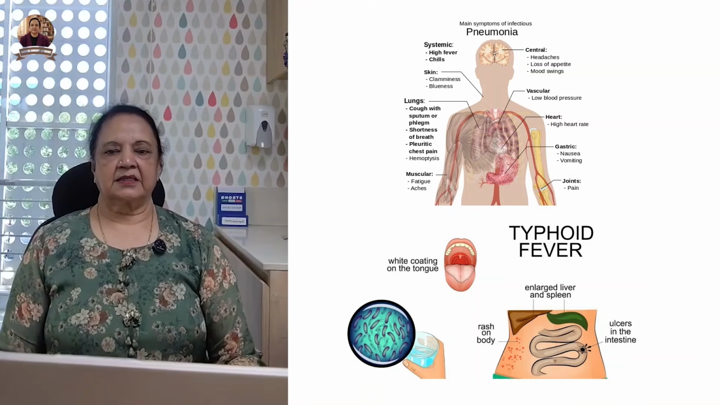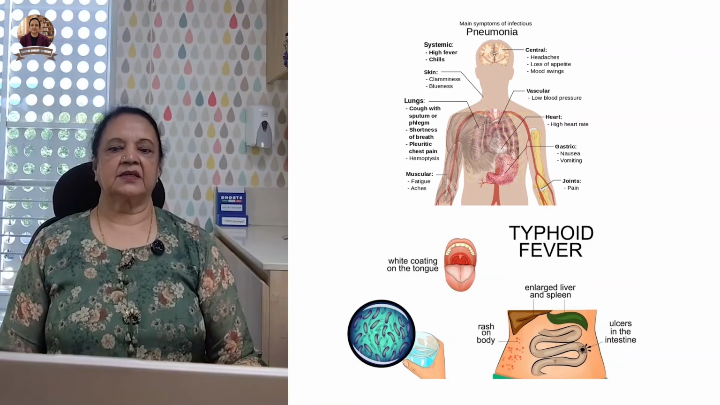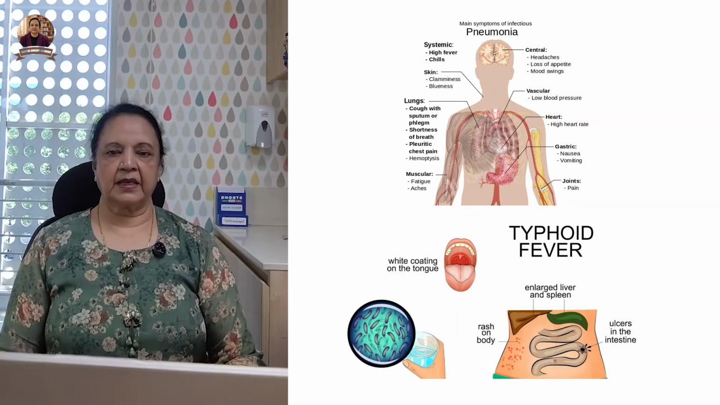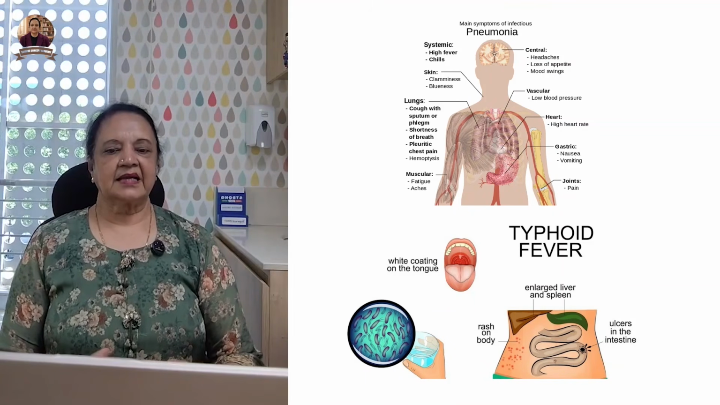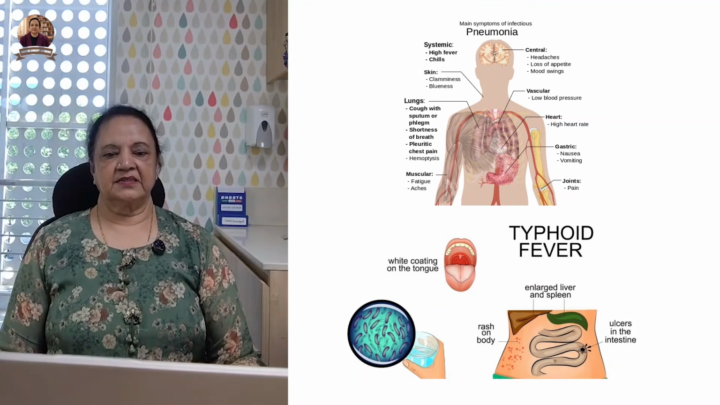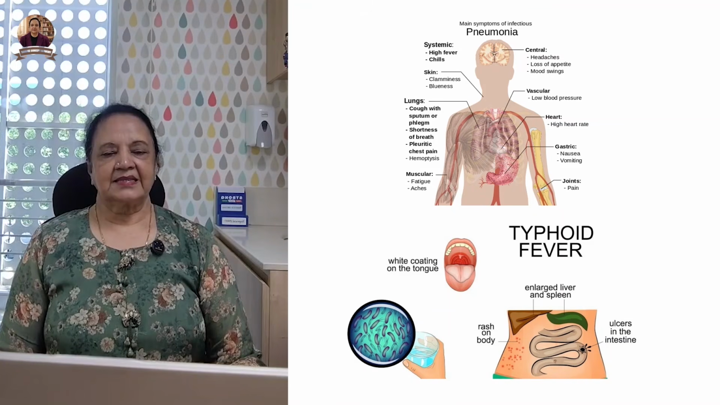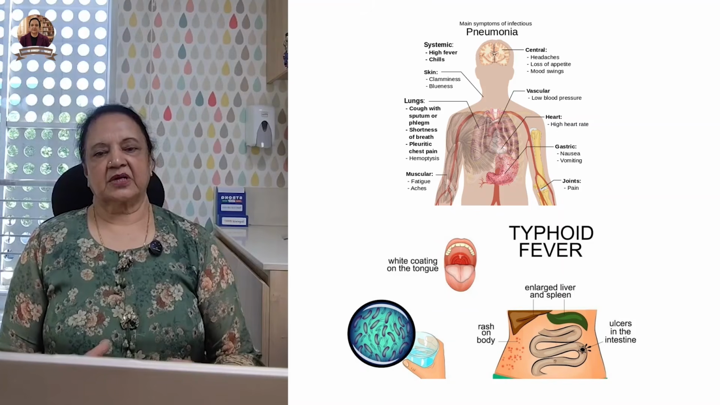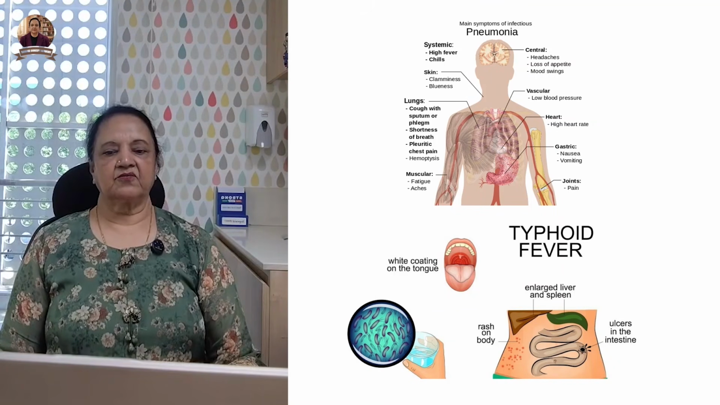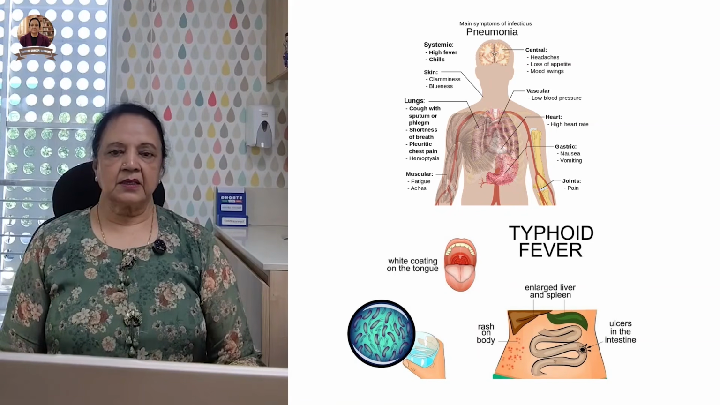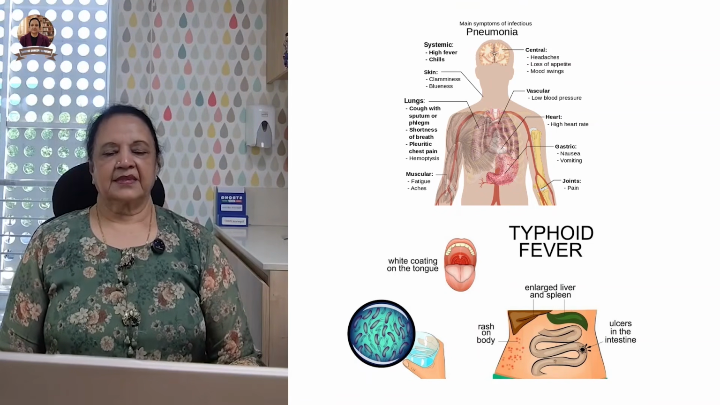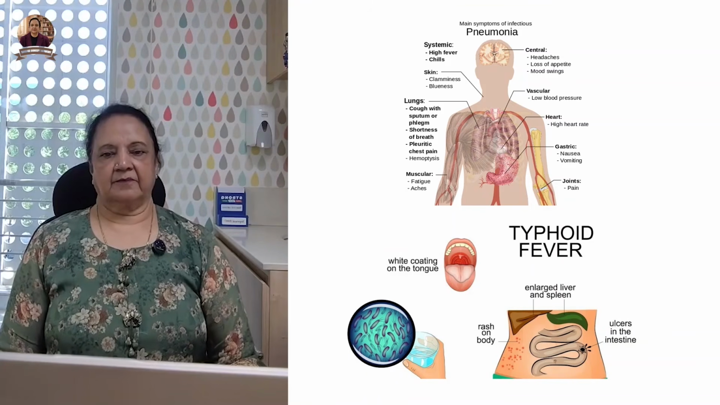The symptoms are sustained high fever, 39 to 40 degrees Celsius, weakness, stomach pain, headache, and loss of appetite. Intestinal perforation can occur in severe cases. It is detected by the Vidal test, and the mode of transmission is contaminated food and water, or you can say fecal oral route. The next disease is pneumonia.